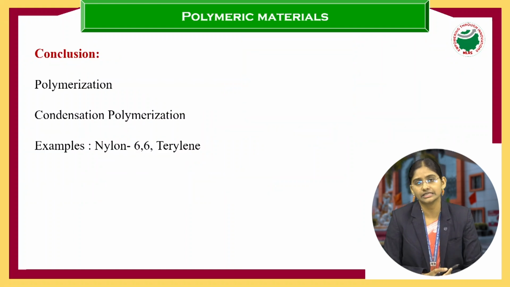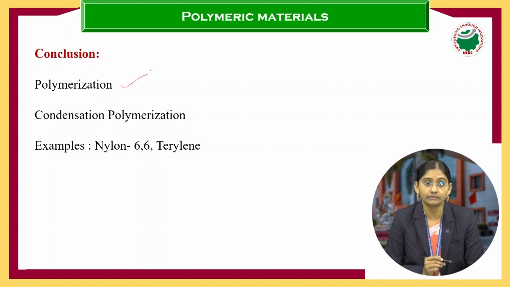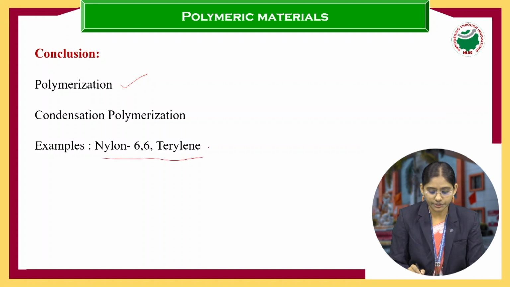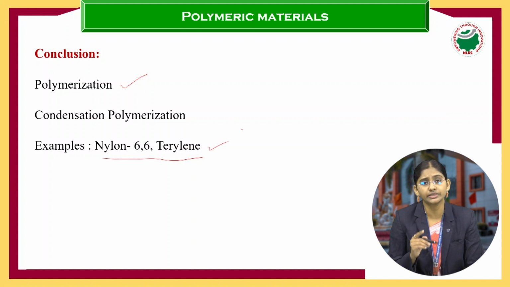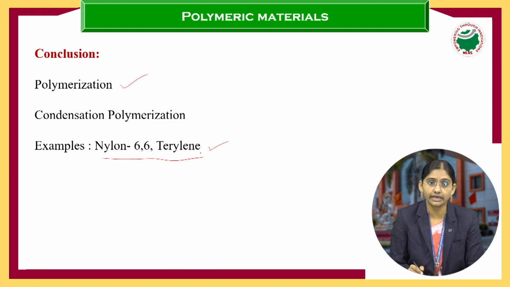Now, in today's class, we'll conclude the topic, that is condensation polymerization. Here, we have discussed what is meant by polymerization, and what are the types of polymerization. There are two types of polymerization, that is addition and condensation. In the previous video, we discussed addition polymerization and the mechanism of free radical addition, and in this video, we have discussed condensation polymerization. Two examples of condensation polymers we have discussed, that is nylon 66 and terylene.